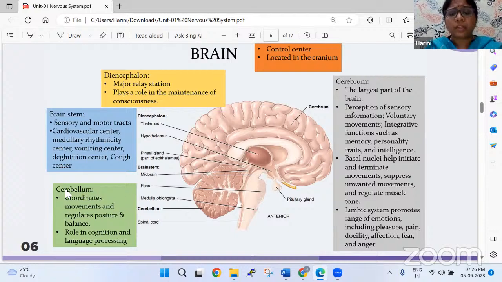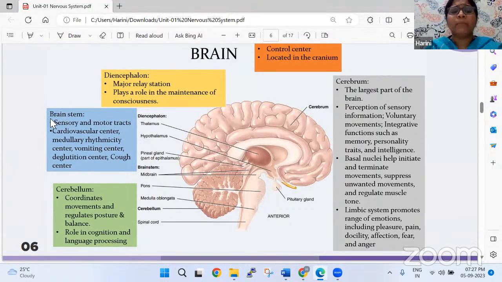Now what is this midbrain? The midbrain is just superior to the pons and anterior to the cerebellum. It also has a few nuclei and tracts which are involved in carrying information from the spinal cord towards the cerebrum and hypothalamus too.